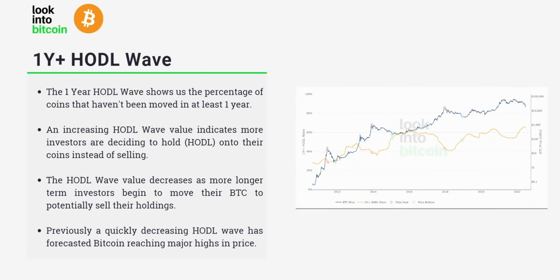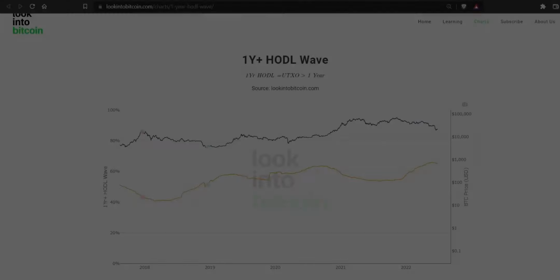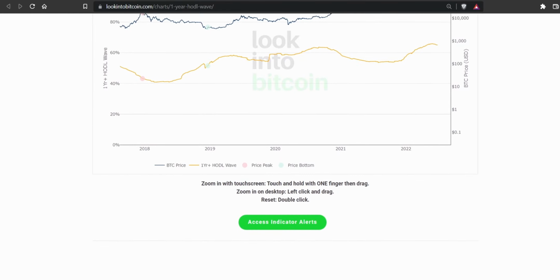So just to summarize, the 1 year Bitcoin HODL wave indicates the amount of BTC that hasn't moved in at least 1 year. An increasing HODL wave value indicates more investors are deciding to hold or HODL onto their coins instead of selling, and potentially fewer and fewer new market participants are entering the space. As the HODL wave begins to decrease, it indicates that potentially longer-term investors are beginning to move and even potentially sell their BTC holdings.